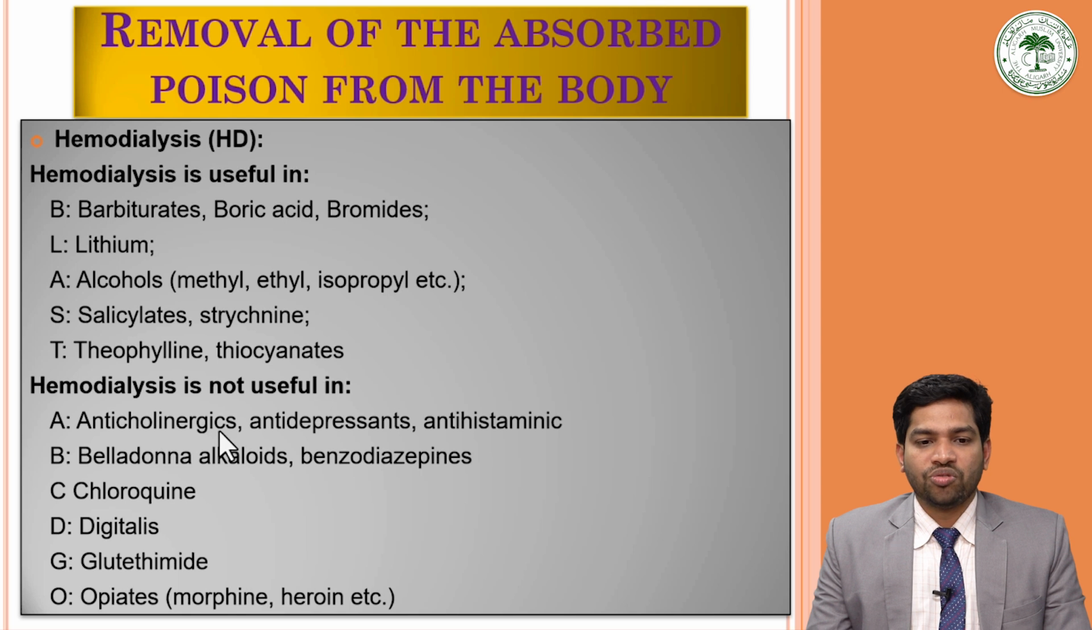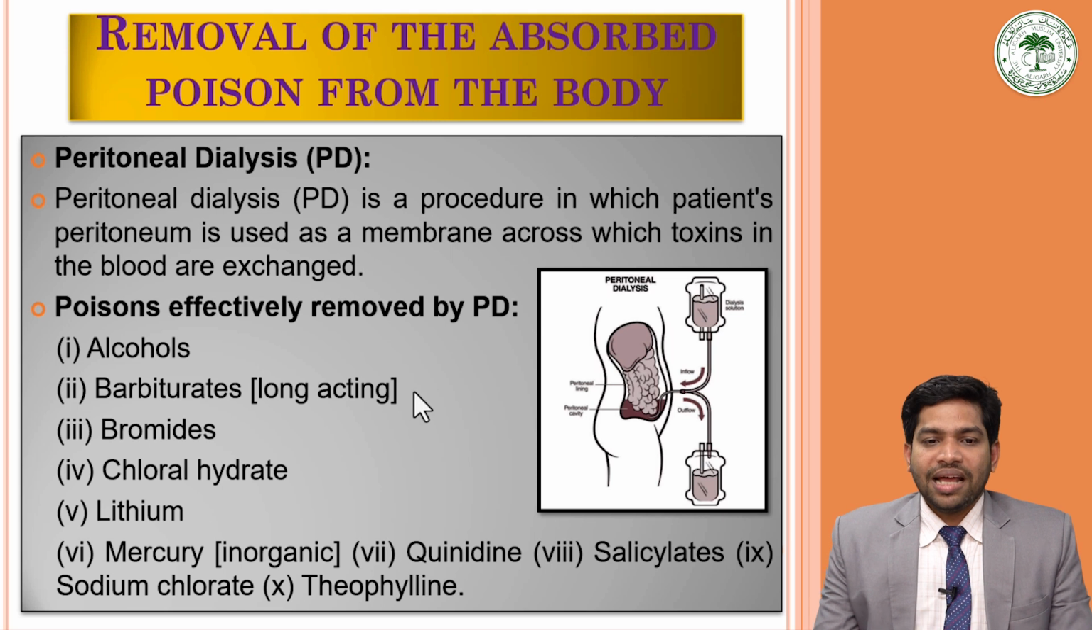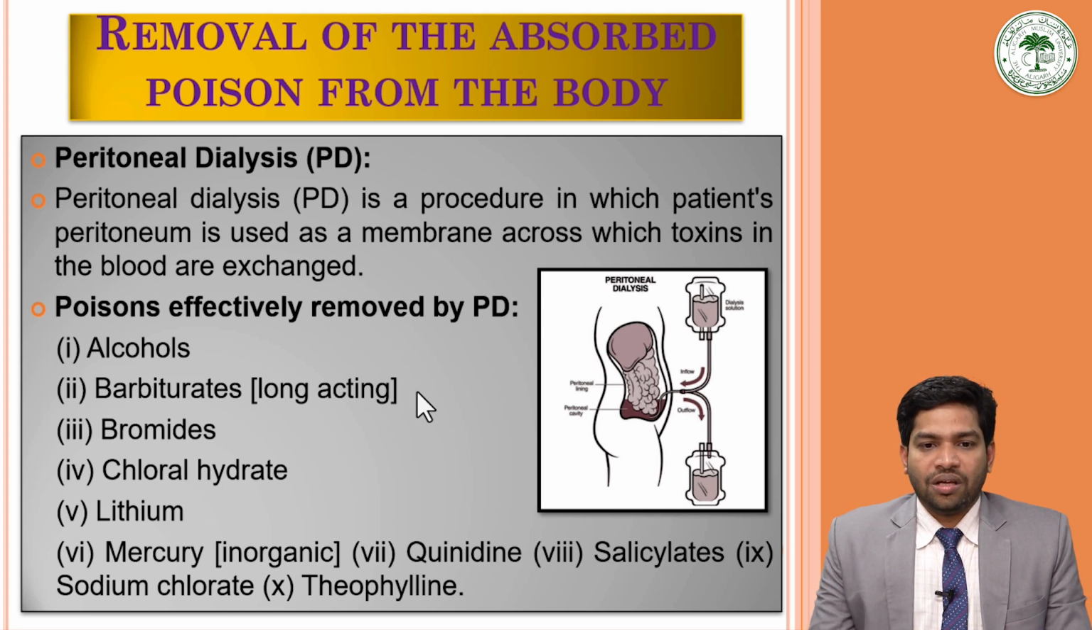Hemodialysis is not useful in cases of anticholinergics. Here also A, B, C, D go. Anticholinergics, antidepressants, antihistaminics. Then B for beta blockers, benzodiazepines, chloroquine, digitalis, glutethimide, opioids. In those conditions, hemodialysis is not useful. You must know it. Then the peritoneal dialysis.